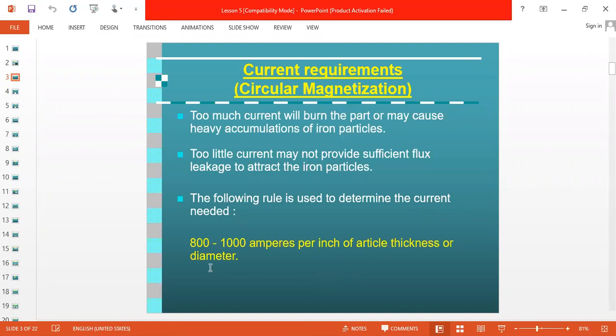Now what they are saying is 800 to 1000 amperes per inch of article thickness or diameter. That means if your job thickness is 1 inch, then the minimum current is 800 and the maximum current is 1000.